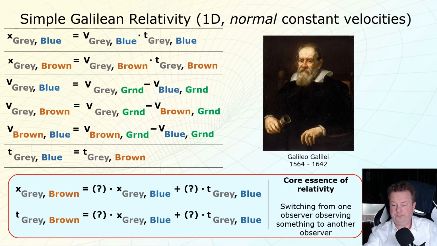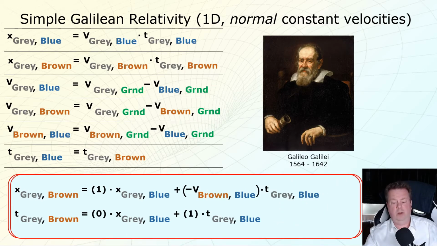Here we go. This is the outcome. The x-coordinate of the gray woman through the eyes of the brown observer is the same as the x-location of the gray woman through the eyes of the blue observer, minus the overspeed brown has on blue multiplied by the time you did the observation. And time, well, time is just time, and that's why there's a 0 in front of the x and a 1 in front of the t.